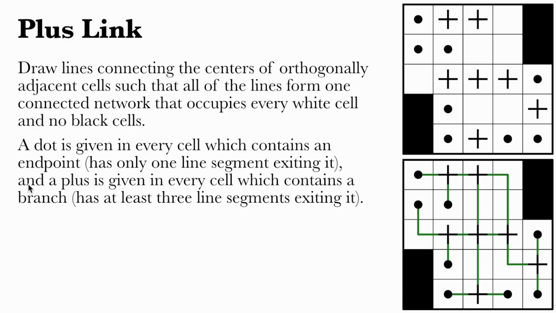The important thing to note is the word every in both cases. So this is a negative constraint. That means that every cell that doesn't have a dot or a plus in it must contain exactly 2 exits, because if it were 1, it would be a dot, and if it were 3 or 4, it would be a plus. So those are the rules of Plus Link, and it's time to solve a puzzle.